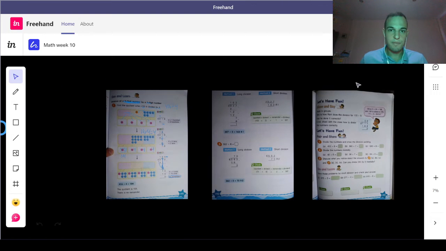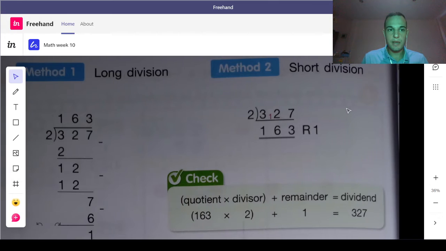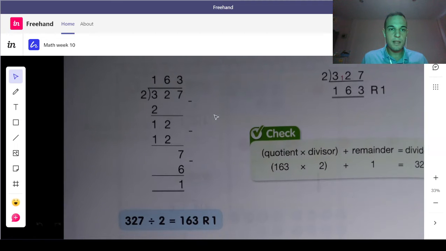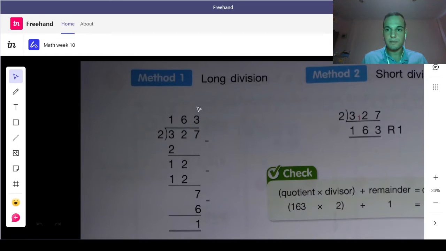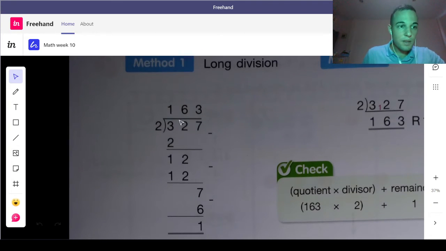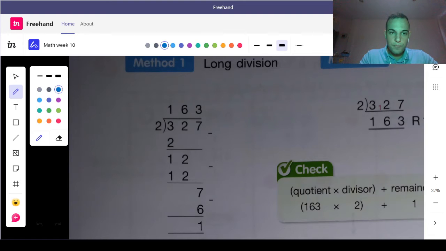So let's take a look at some examples here. And we have the long division and the short division method again. And let's try it out really quick with the long division. We have 327 divided by 2. So we have 2 divided by 3 is just 1 time. So 3 minus 2 is 1. Bring down the 2. 2 goes into 12 6 times.